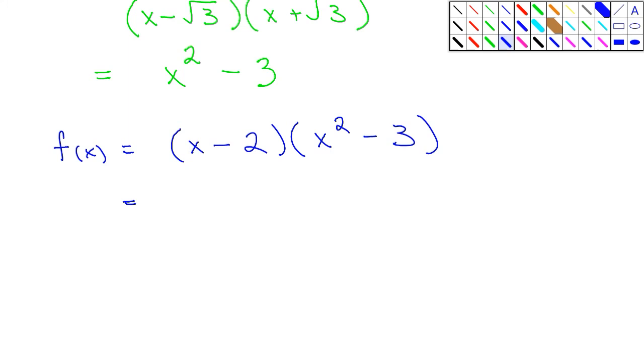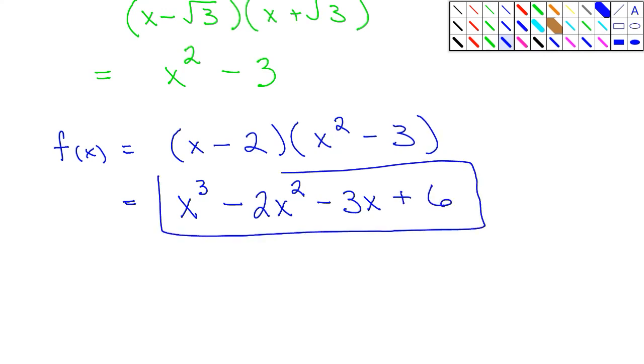And now we multiply. X times x squared is x cubed. X squared times negative 2 is negative 2x squared. X times negative 3 is negative 3x. And negative 2 times negative 3 is positive 6. And that's the polynomial. Now you could have a multiplier where you just multiply all the coefficients by a number like a 3 or a 5 or whatever. But that's not required, and it doesn't change the zeros. So this is perfectly fine.